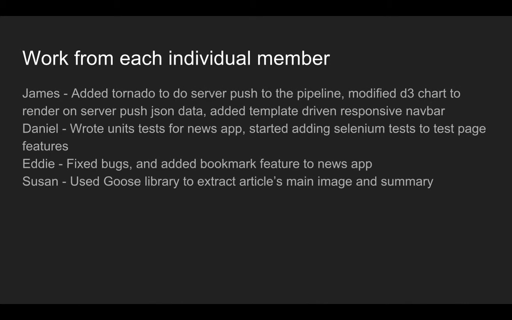So the work that we did over the last week by each individual member is James added Tornado to do server pushes to the pipeline that modifies the D3 chart on the go. What I did was I wrote unit tests for the news app and also incorporated Selenium to test the features in an automated fashion. What Eddie did was he fixed bugs and also added a bookmark feature to the news app. And Susan, she managed to find this nice little library called Goose that allows you to extract an image and a summary of each article.